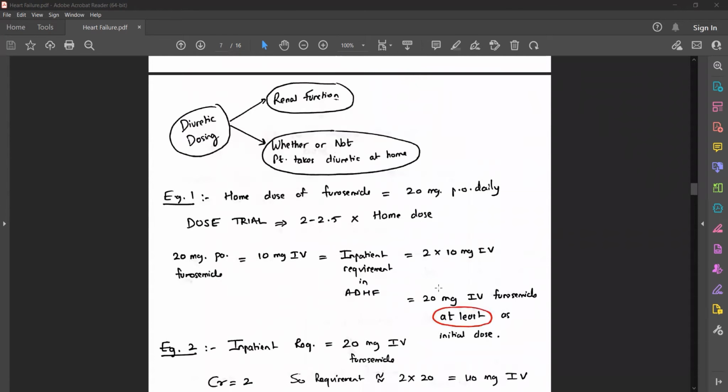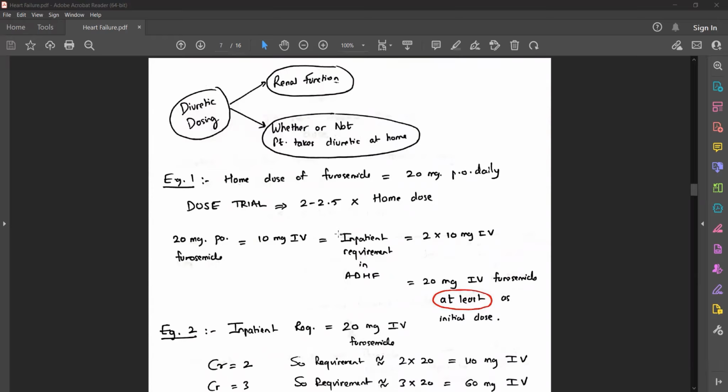Now, how do we diurese the patient and what are the strategies to diurese? The diuretic dose that you choose depends on two things: the patient's renal function and whether or not the patient took diuretics at home. Let's think about each example. A patient comes in with acute exacerbation of heart failure. He has a history of HFrEF for, let's say, 5 years and takes furosemide 20 milligram PO daily at home.